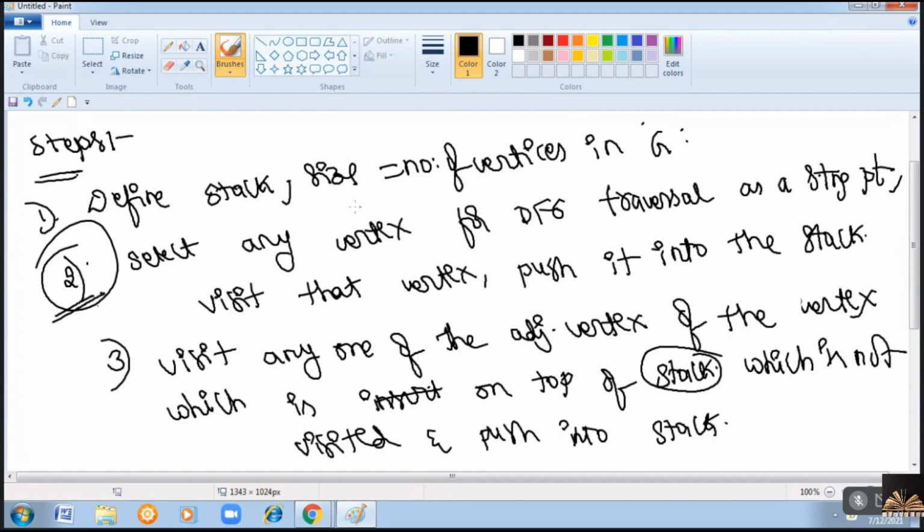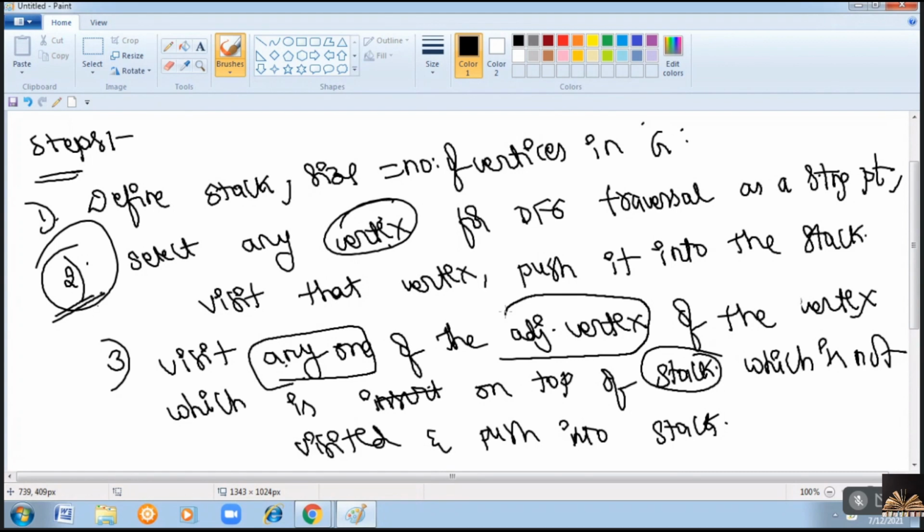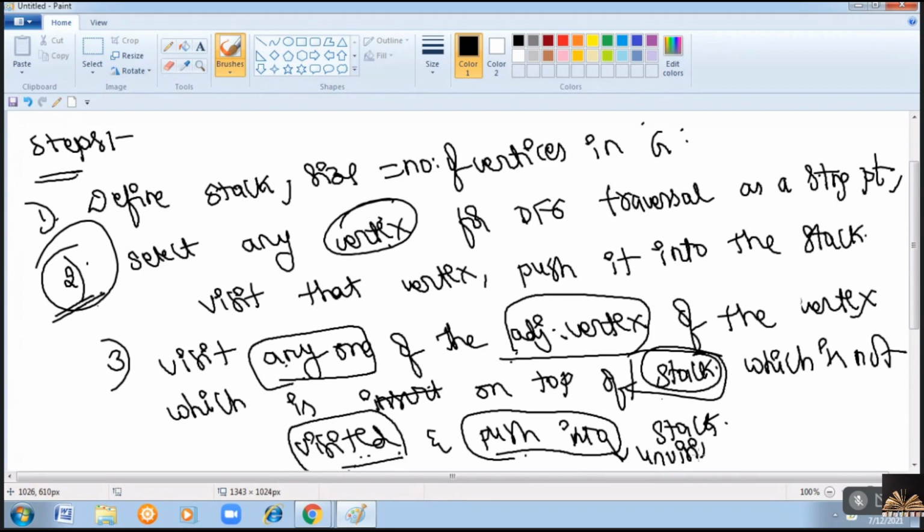So you will consider any vertex as a starting point. Now visit that vertex and visit any one of the adjacent vertices of the vertex which is the top of the stack. And while visiting the adjacent vertices, that should not be visited. If yes, you can push that unvisited vertex into the stack. When we discuss the example, then it will be clear.